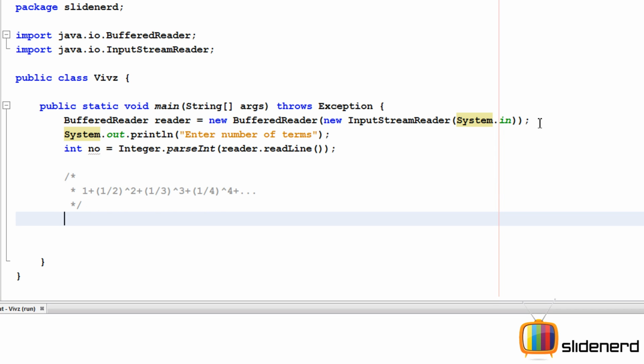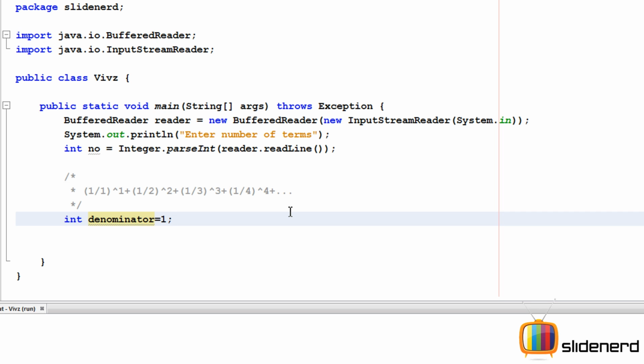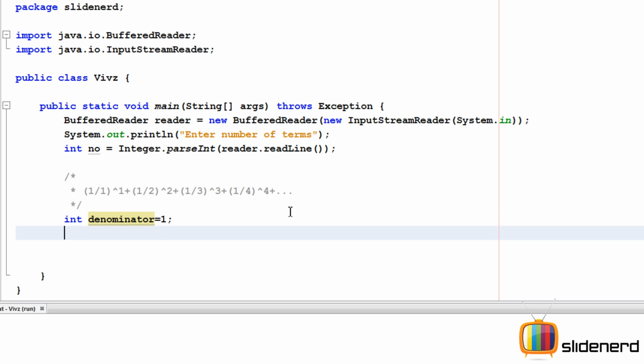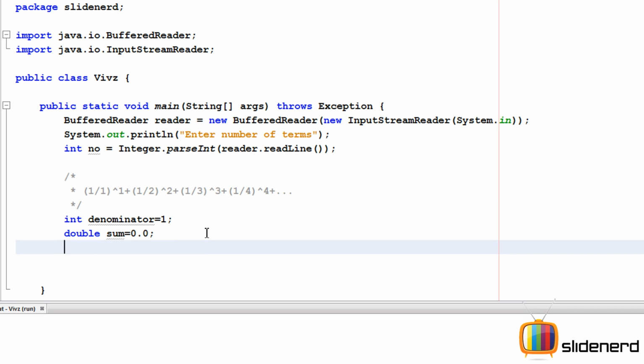So let me go ahead and first start with our stuff. I'm gonna say int denominator equals 1. Initially, the denominator starts at 1. It's actually 1, but over here we'll write 1 by 1, right? And you also know that 1 by 1 raised to 1, this is what it exactly is. Okay, so the denominator starts with 1. And now we'll say double sum equals 0.0 initially. Remember, this is fractional stuff, so it's best we take a double and add stuff.